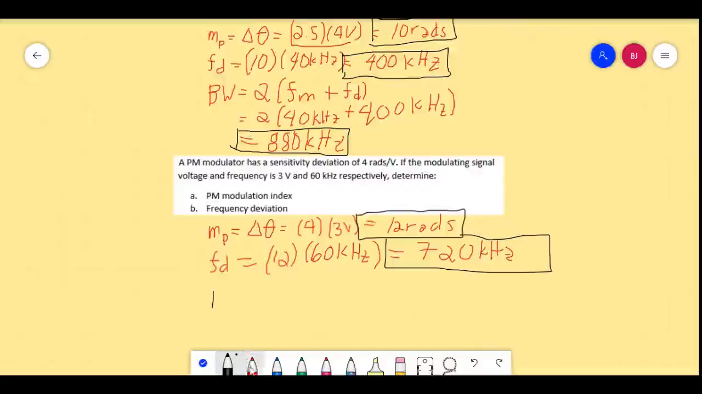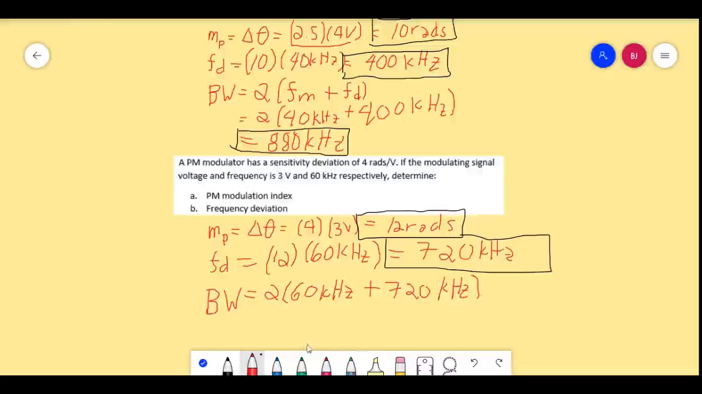And then with the bandwidth, we multiply the sum of our signal frequency, which is 60, and we add the frequency deviation to it. So 60 plus the one that we got a while ago, which is 720. So 60 plus 720 would be 780.